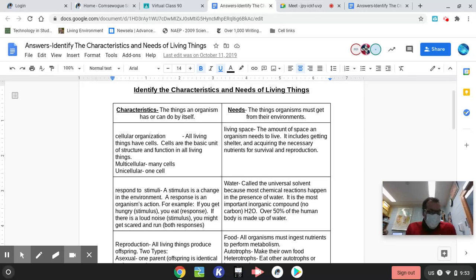So when there's a response, there has to be a stimulus. In the examples we talked about, gravity is a stimulus, light is a stimulus, sound is a stimulus. Right now you are processing information as I'm talking to you. Okay, and if there was a loud noise, bang, something like that, you might jump, you might get scared, you might turn your head to see what's going on.